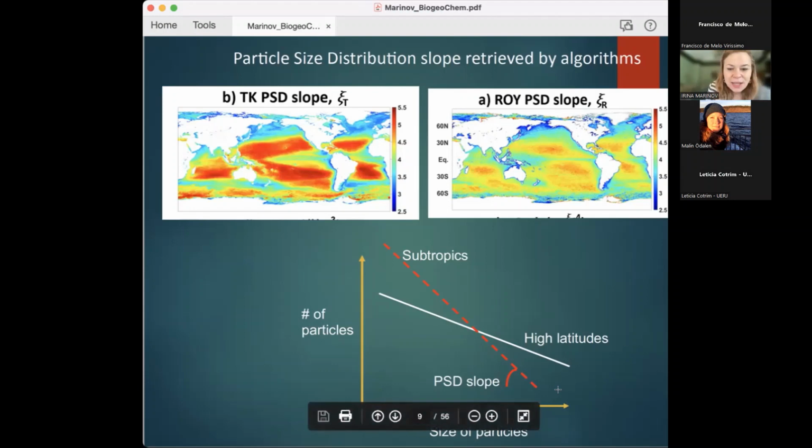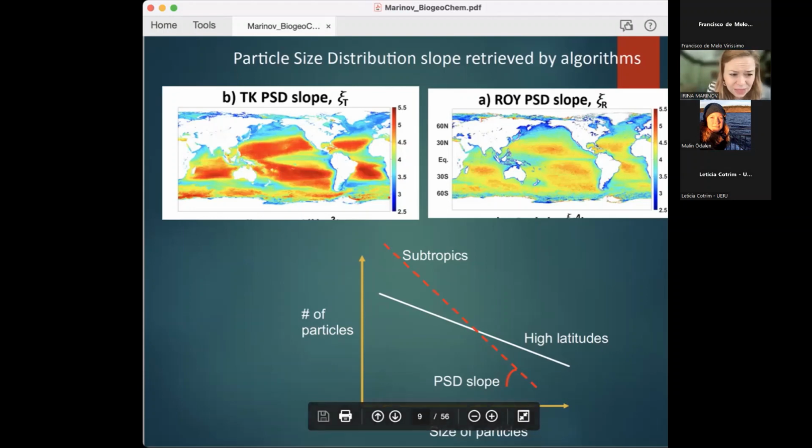In contrast, nano and micro phytoplankton, the bigger guys, do much better in high nutrient upwelling zones and high latitudes, where they can take advantage of nutrient pulses. Okay, so that's why the slopes are different in the high latitudes and in the subtropics.